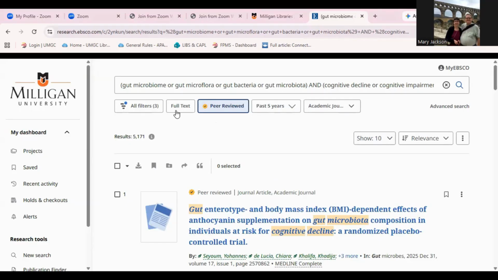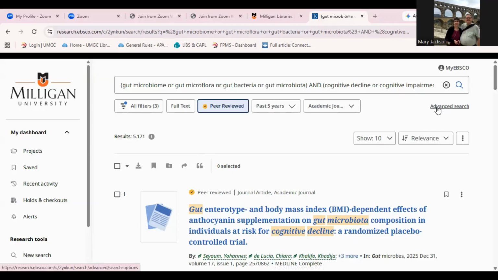I am not going to use this limit of full text because that will only limit it to things that Milligan has in full text, and you need to be seeing everything that's out there, interlibrary loaning the articles that you don't have. You don't want to miss something. And that's what you're going to miss if you pick full text.